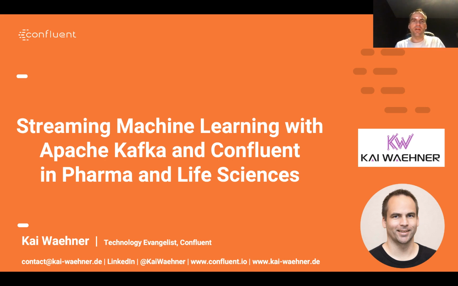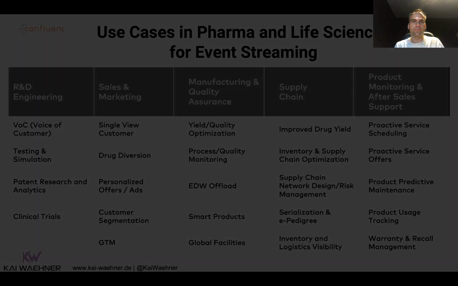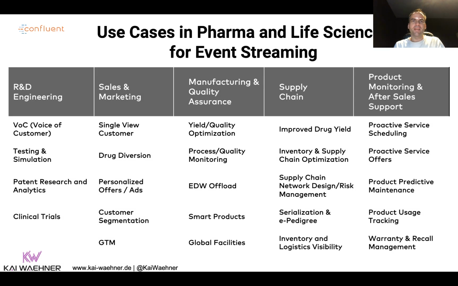Today I will talk about an exciting topic, streaming machine learning with Kafka and Confluent in pharma and life science. I see a lot of use cases in these industries these days at our customers, and therefore I thought I'd make this video. I will cover a few different use cases and what you can do, but in general in pharma and life science, you really see event streaming everywhere.